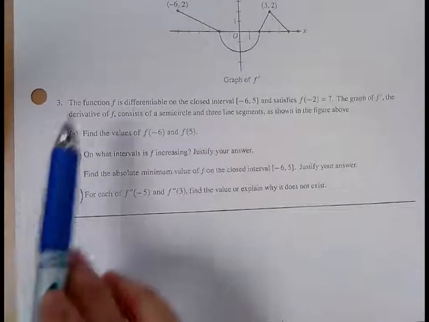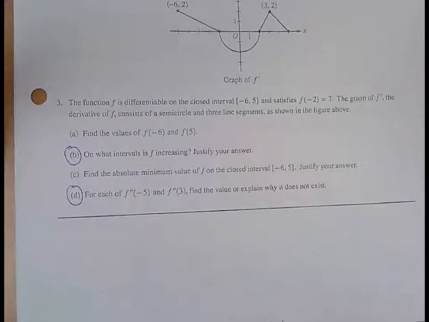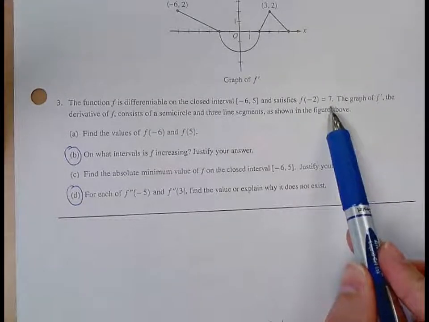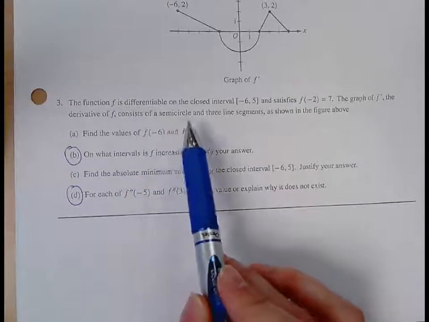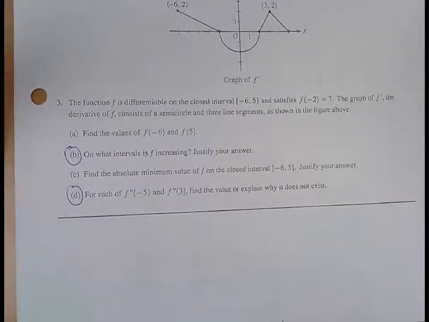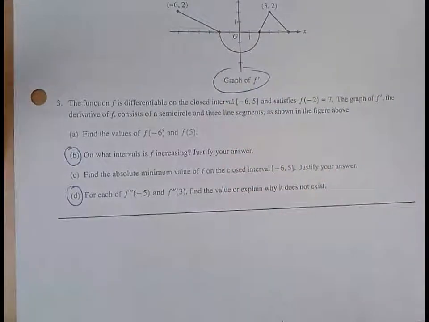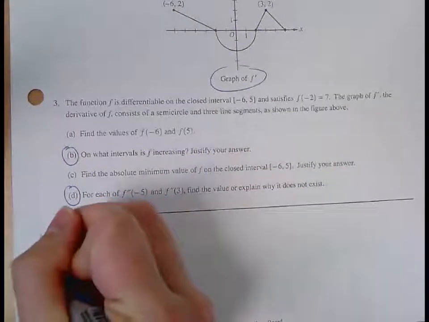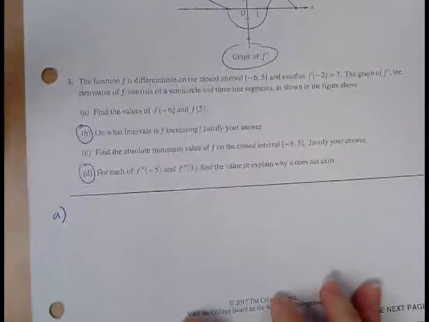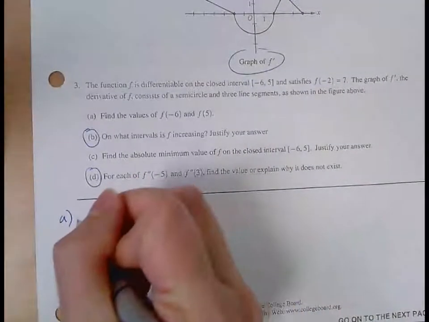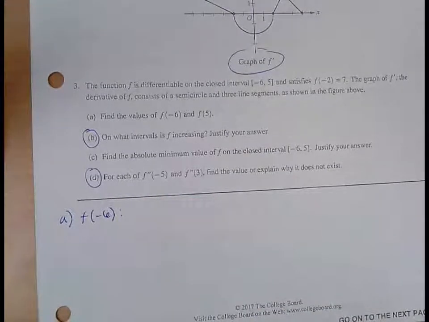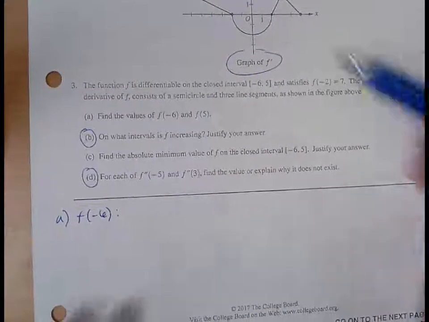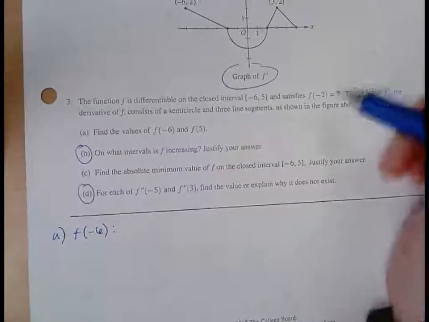So it says the function f is differentiable on the closed interval -6 to 5 and satisfies f of -2 is 7. The graph of f prime, the derivative of f, consists of a semicircle and 3 line segments as shown in the figure above. So this is f prime that's graphed. And part A says find the values of f of -6 and f of 5. All we're given about f is the graph of the derivative and that f of -2 is 7.